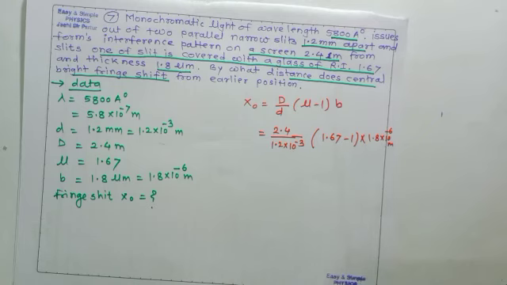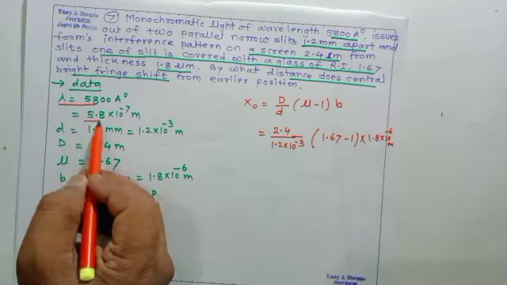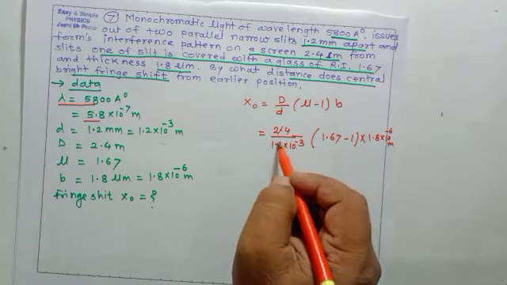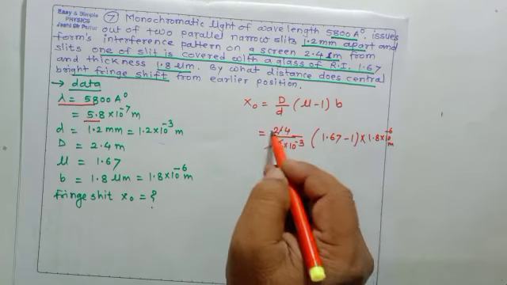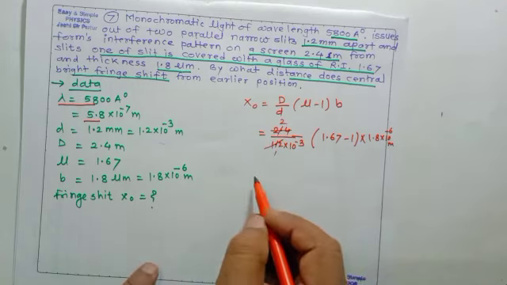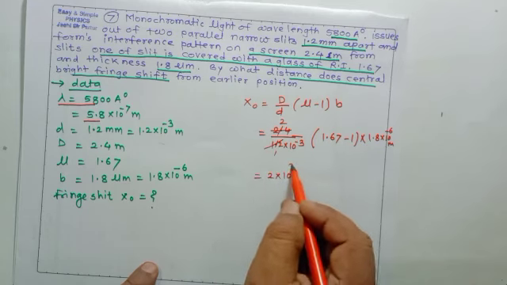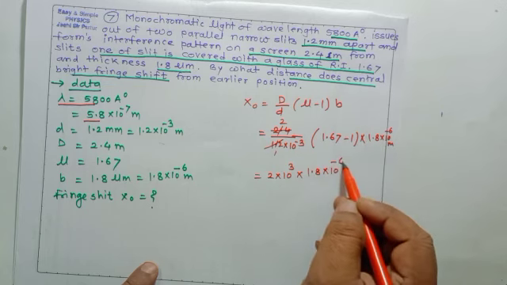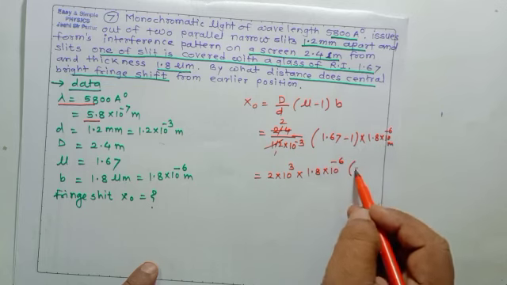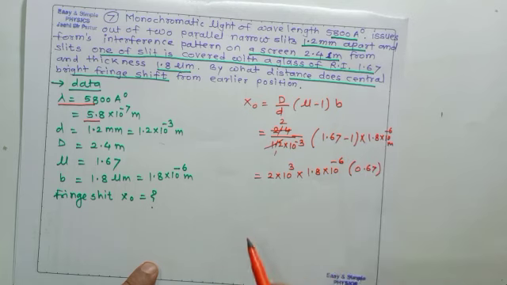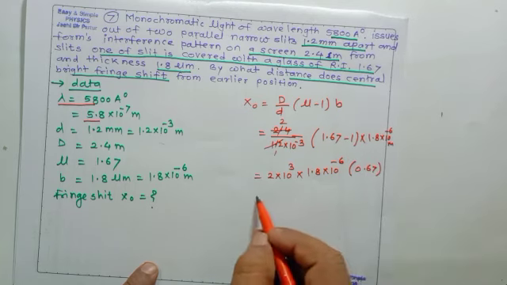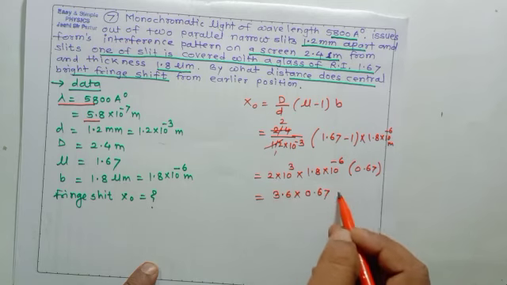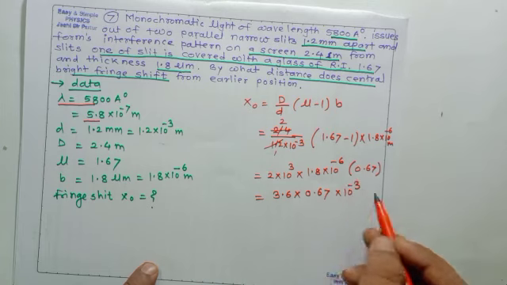Here the value for wavelength is not used, so we can use the calculation: 12 1 the 12, 12 2 the 24. So it is 2 × 10^3 multiplied by 1.8 × 10^-6, in bracket, it is 0.67. So here we can multiply 3.6 into 0.67 multiplied by 10^-3.